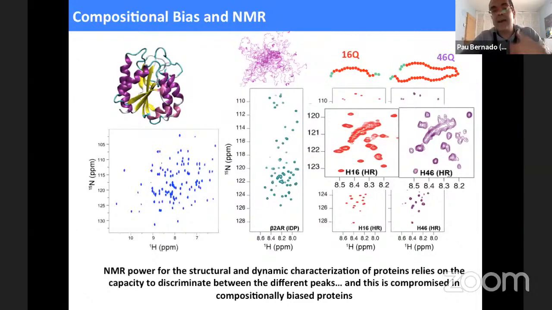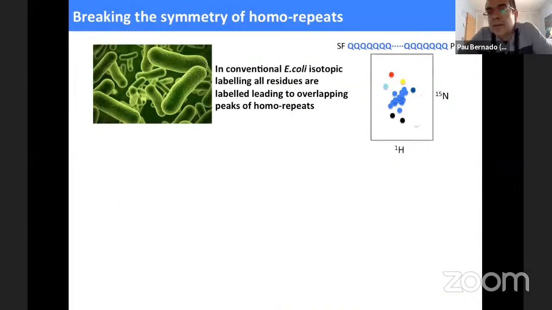So essentially, Huntingtin and other low-resolution and low-complexity proteins have been considered impossible for structural biology. The reason is that when you produce the protein, in NMR we have to isotopically label our protein with nitrogen-15 or carbon-13. You do it in E. coli, and then you label all the glutamines, and you have this crowded spectrum.